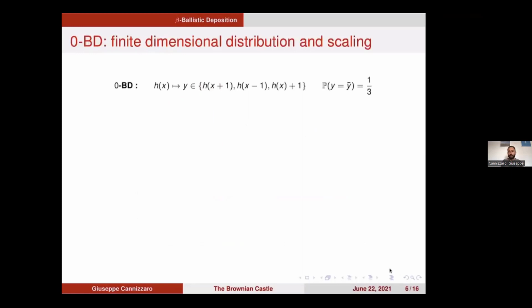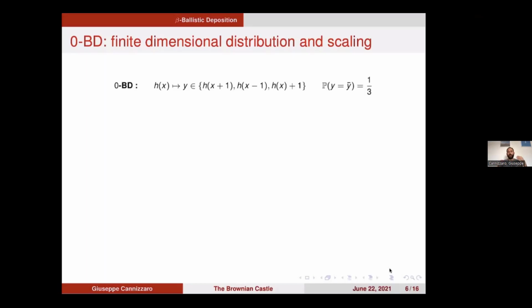So what's the dynamics? Again, we have independent Poisson clocks at every spatial position. When the Poisson clock rings at position X, then my height function with the same probability can take the value on the left, the value on the right, or the value it had before plus 1. Each of these three steps happens with the same probability. So in particular, we can think of the zero ballistic deposition as being driven by three independent Poisson random measures with the same intensity.